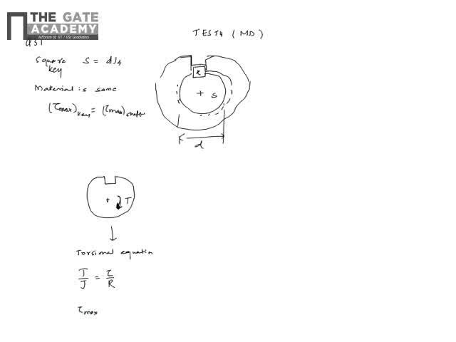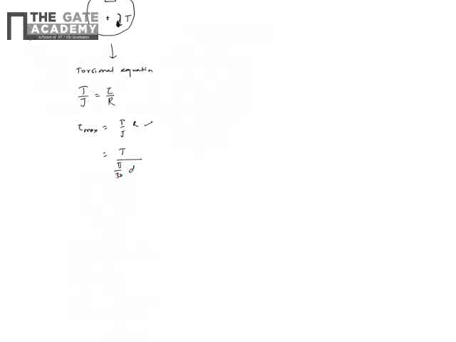So tau max is basically T by J into R, which is the radius, and T is the torque. J, for a circular section, is pi by 32 d power 4. R is d by 2, so this becomes 16 T by pi d cube. This is the maximum stress in a shaft.